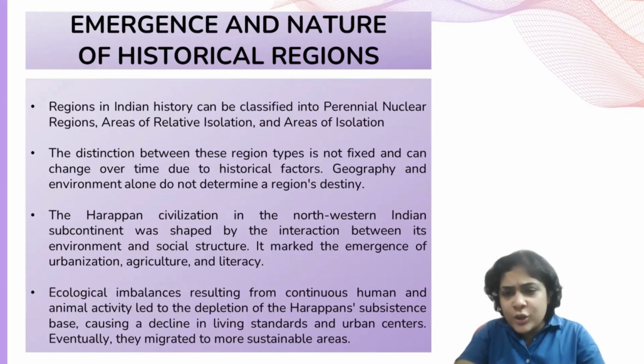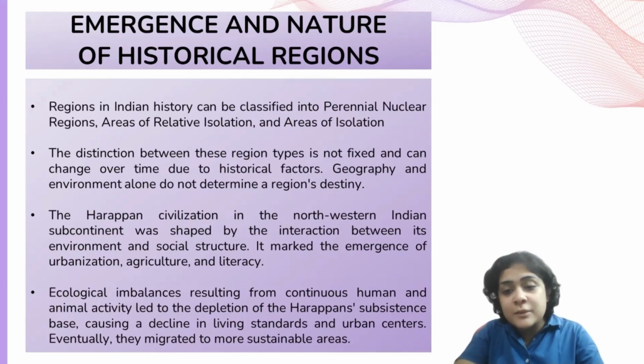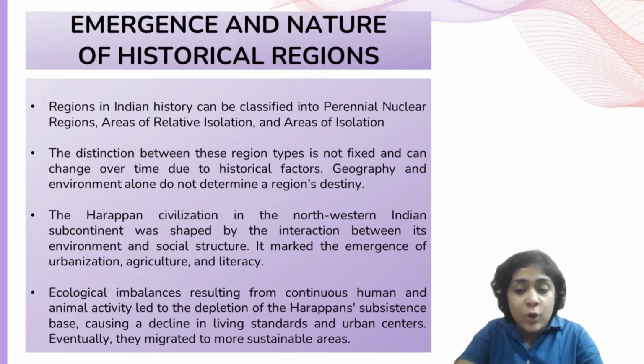Scholars emphasize ecological imbalances as a significant contributor to the civilization's decline, primarily caused by the continuous human and animal use over extended periods. This depletion of the subsistence base strained the entire economy of the civilization, resulting in the gradual deterioration in town planning and living standards. Consequently, the Harappans migrated from the core regions to areas offering more sustainable living conditions.